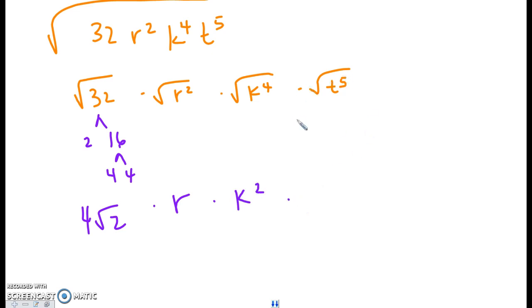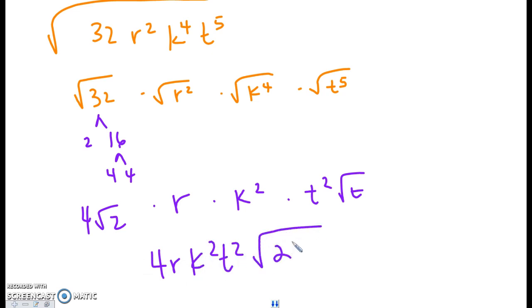And if you remember back from my z to the 5th on the last one, with t's now, it's just t squared radical t. And I combine everything outside the radical, so 4r k squared t squared, and everything inside the radical, 2t. Okay?